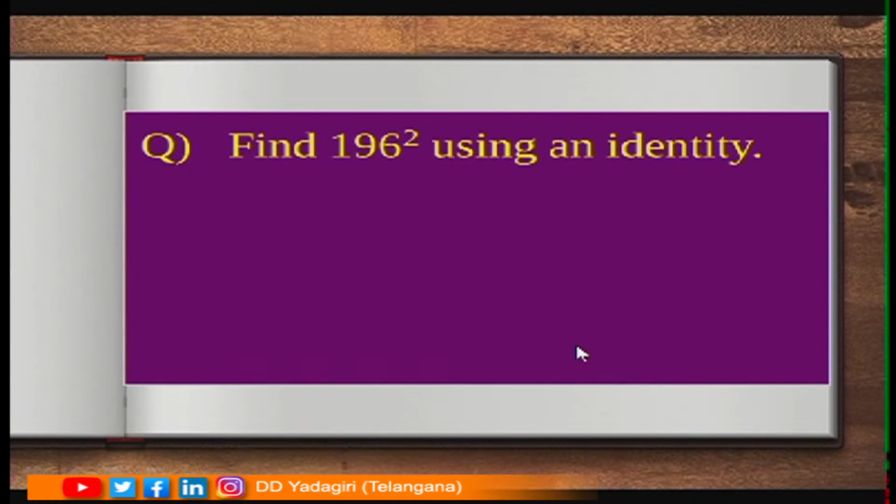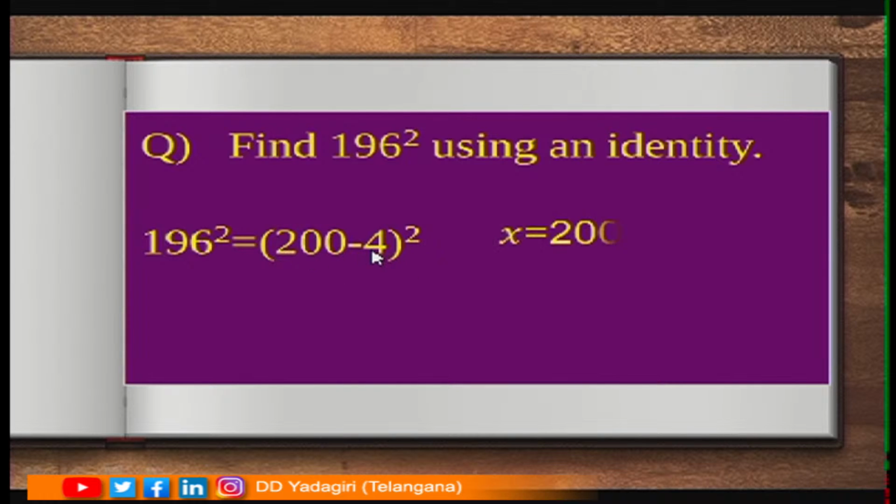Let us try to take a problem here. We have 196 whole square. Using the identity, you are going to find the value of 196 whole square without actually multiplying them. So, 196 you can write as 200 minus 4. So 196 whole square is 200 minus 4 whole square. The first one you take as x, the second one you take as y. So x is equal to 200 and y is equal to 4.